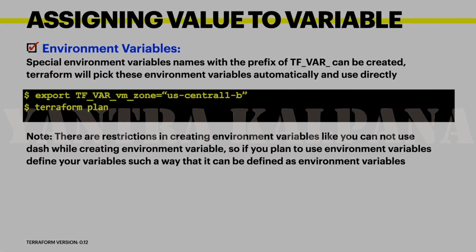Next one is the environment variables. You can create the environment variables with the variable names which you have defined inside your config file. But the environment variable name should start with TF_VAR_. So here we have given one example, like we can export TF_VAR_vm_zone equal to the zone name. And when you run the Terraform plan or Terraform apply, it will pick up this environment variable and it will pick up VM zone from here and replace it wherever it is applied.